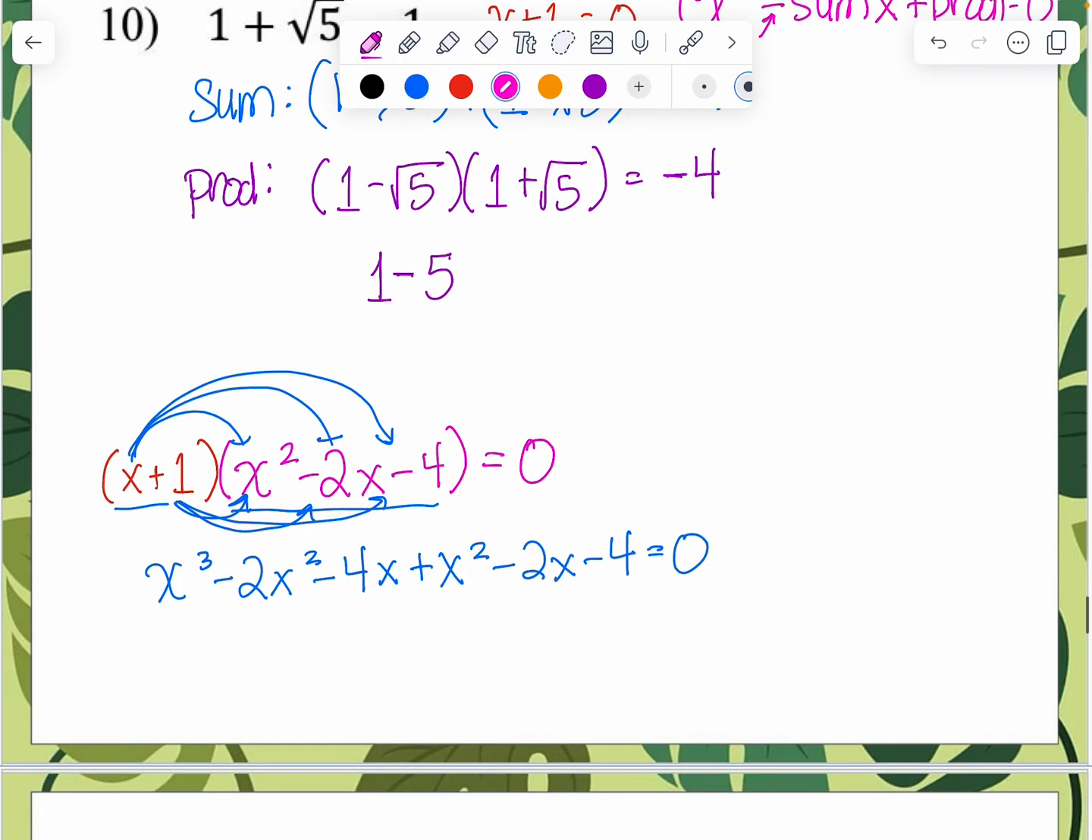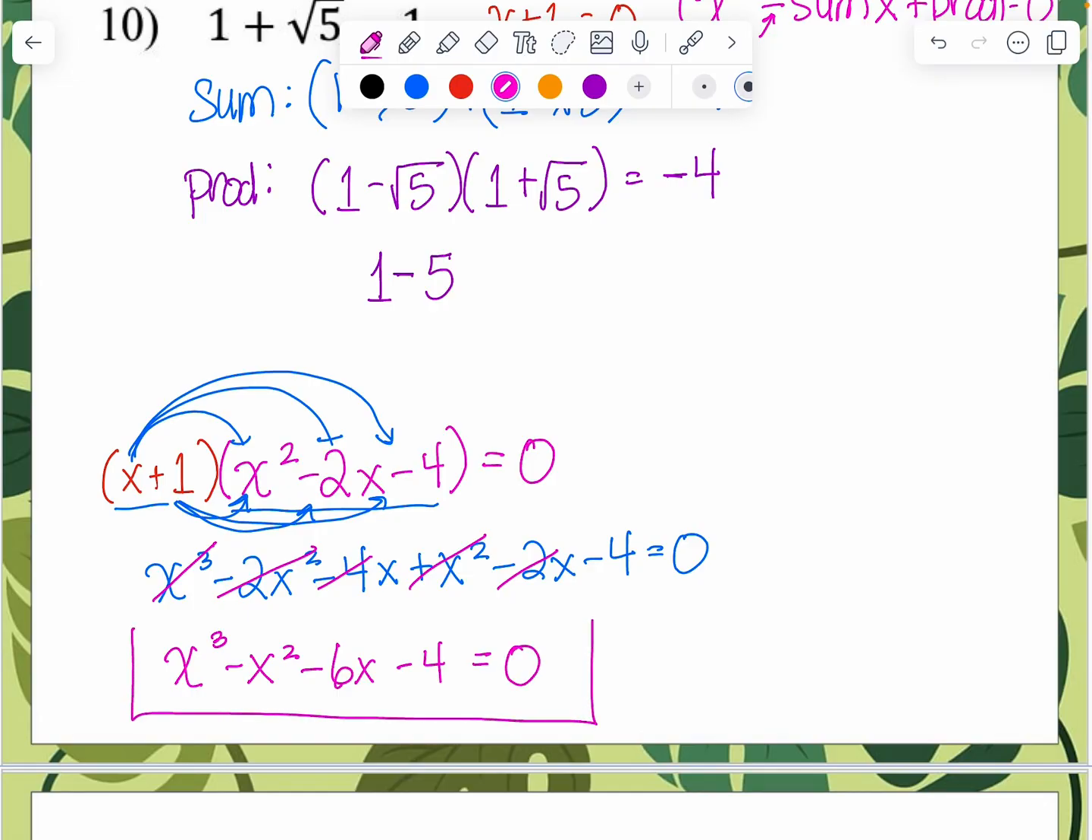I'm going to go ahead and combine like terms. I'm just double checking my answer key to make sure I'm on track. All right, so I've got x cubed up front. I had 3 solutions. That looks good. I have negative 2x squared plus x squared. That should give me negative x squared. I like to cross my things out so I know that I'm keeping track of them. Negative 4x minus 2x is negative 6x. And negative 4. Now that's equal to 0. So if I were to graph this polynomial, it would be a cubic.